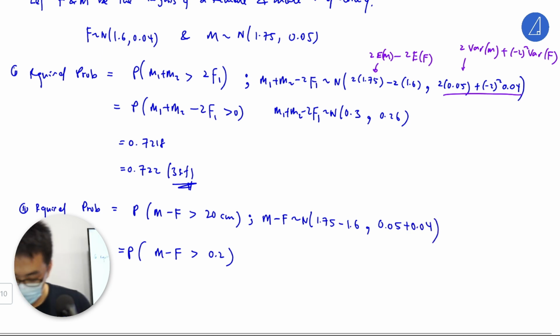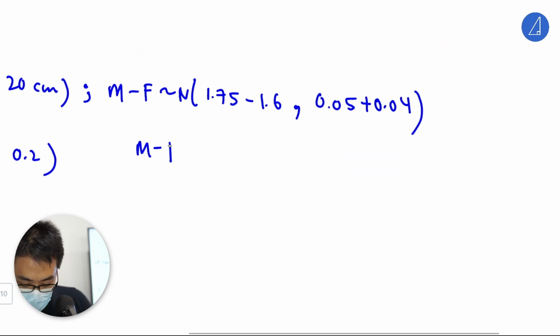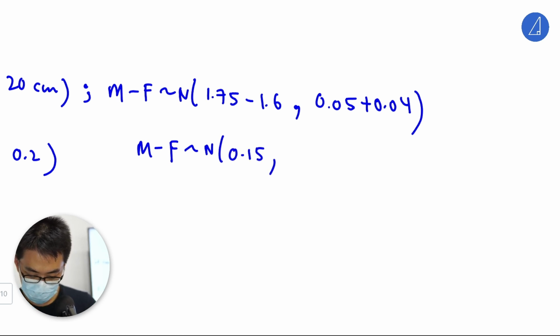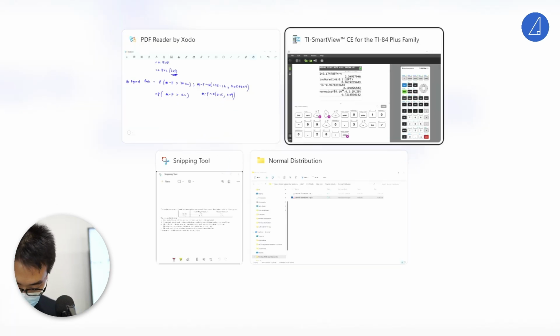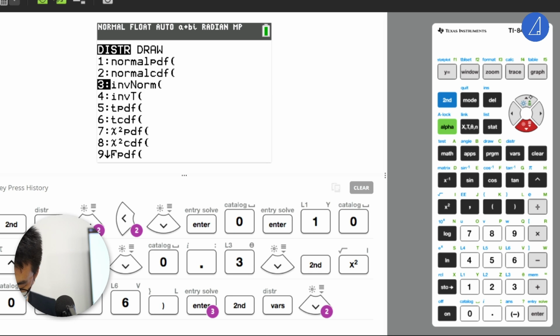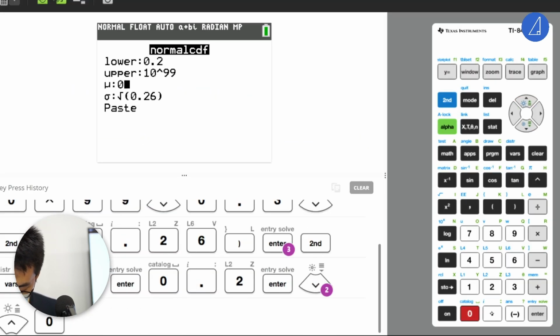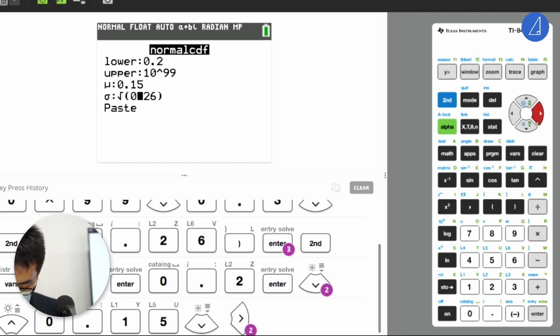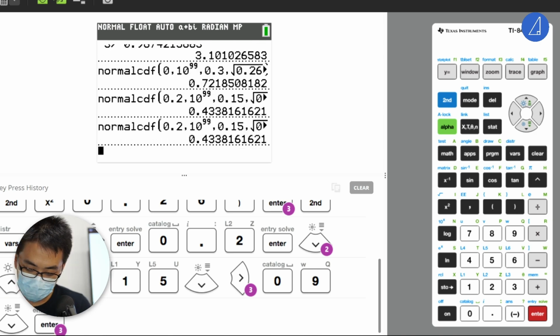Yay. Good job. Okay, then key in calculator. Okay, 0.4338.